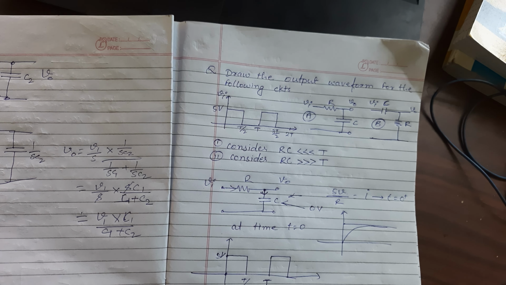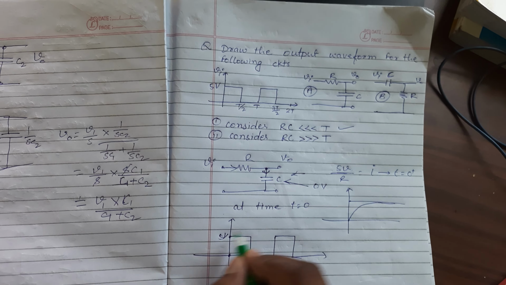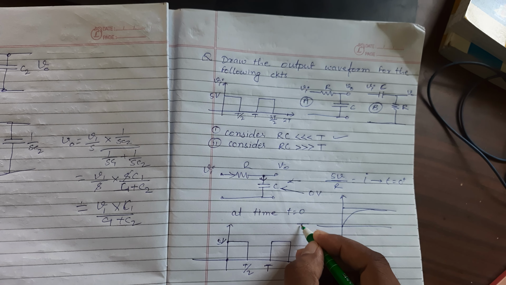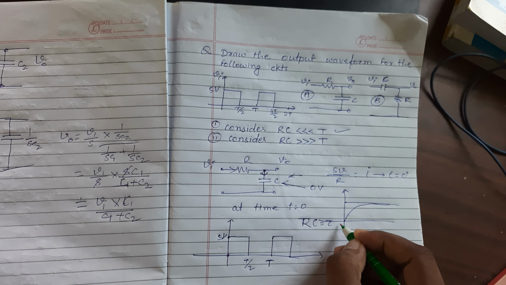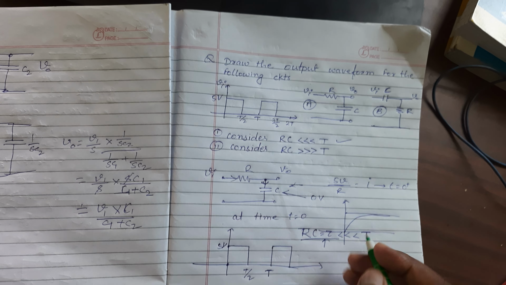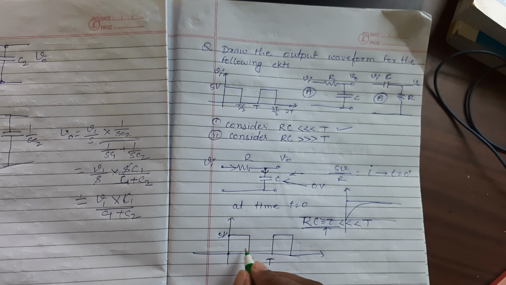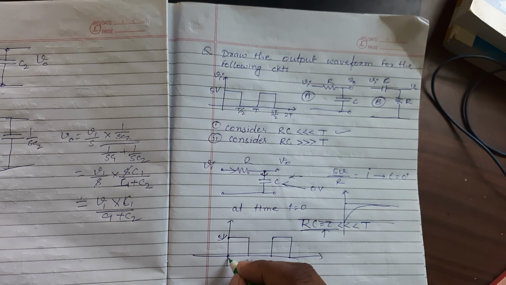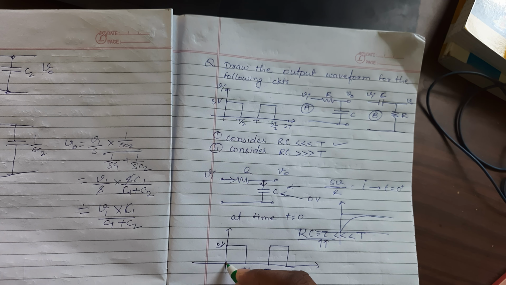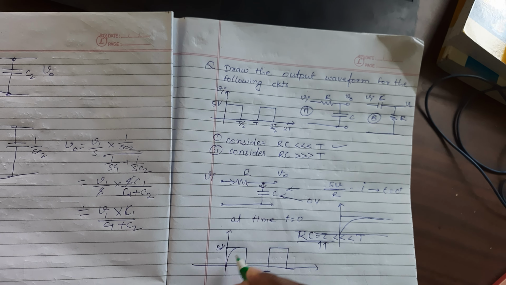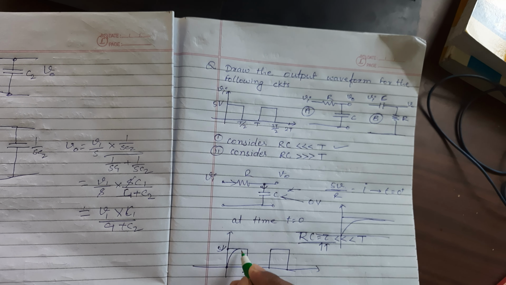But now it is given that for the first case, the time constant RC is much less than the time period. So for this case, the capacitor will get charged almost instantly. This time period is much greater than this time constant, so the capacitor will have enough time to get fully charged, so it will get fully charged.